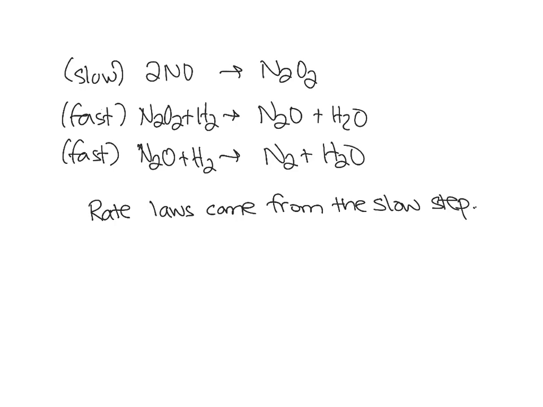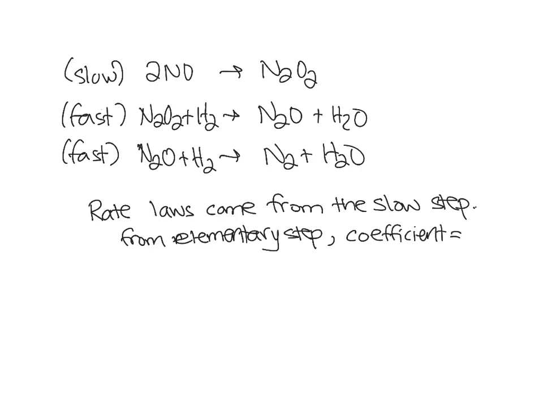And by the way, when I have a mechanism, if I have an elementary step, and only an elementary step, I can't do this for any other type of thing, but if it's a step in a mechanism, the coefficient equals the exponent, right? I told you in an earlier video that we can't do that. We have to figure them out from experiment. Well, we did the experiments to get the mechanism. And when I know the elementary steps of a mechanism, I can use the coefficients as the exponents.